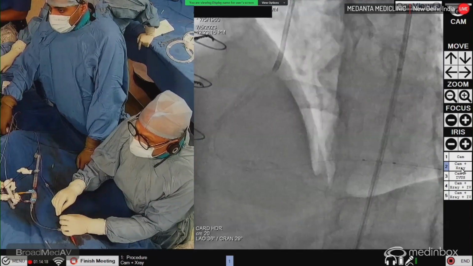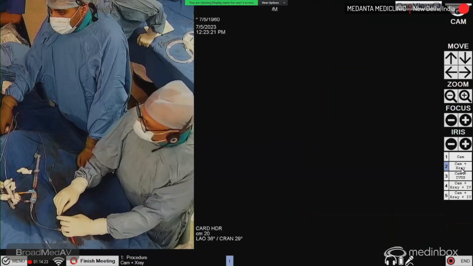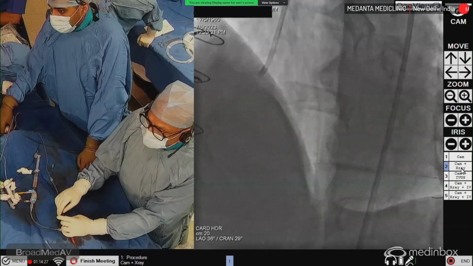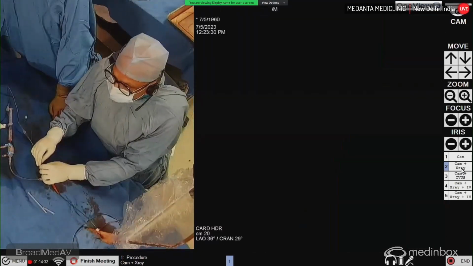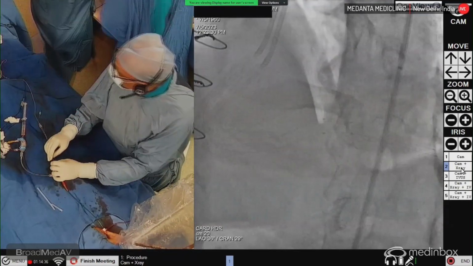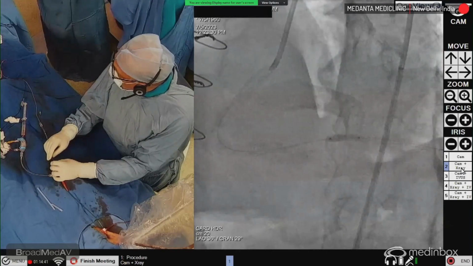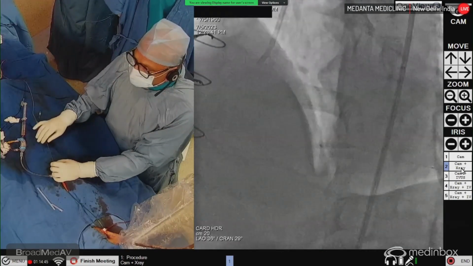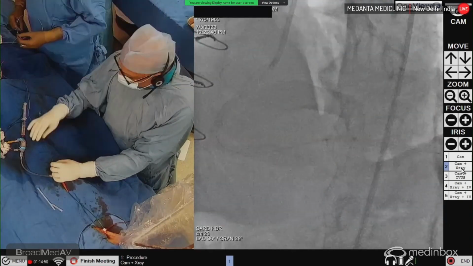So this is a high pressure balloon. And here again, 16, 18. Deflate. Proximally more. Go up 2, 4, 6, 8, 10, 12, 14, 16, 18, 20. So we went up to 20, almost like a 3 vessel. Deflate.